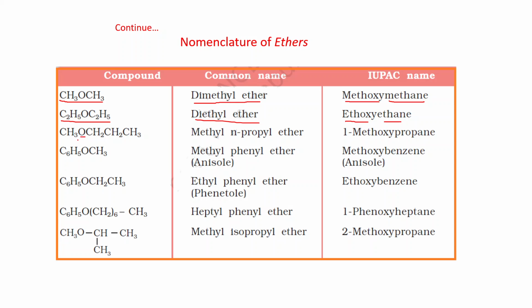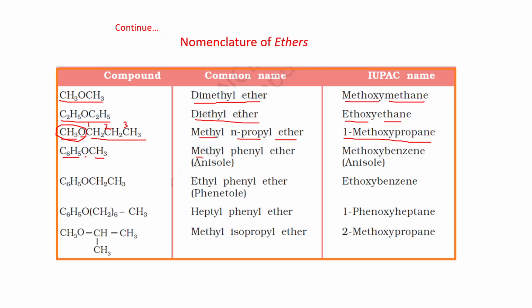This oxygen is attached with a methyl group and this is normal propyl. Common name is methyl normal propyl ether. But in case of IUPAC system, this is written as a derivative of this larger hydrocarbon and we will give the numbering to this one: 1, 2, 3. On the first carbon atom, this CH3 is attached with the oxygen and that's why this is written as methoxy. And this is on the first carbon atom, that's why this is 1-methoxypropane.